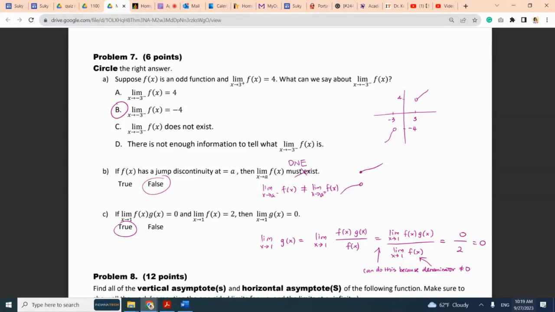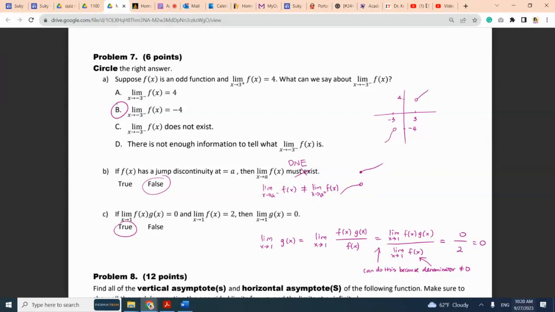So what can you say about when x goes to minus 3 from the left? This is the odd function. That means it's symmetric with respect to the origin. Any point here, you rotate 180 degrees about the origin, it's still on the graph, all right? That's why your picture looks like this. Then you can say the left side limit at negative 3, your y approaches negative 4. That's why we choose B, negative 4.